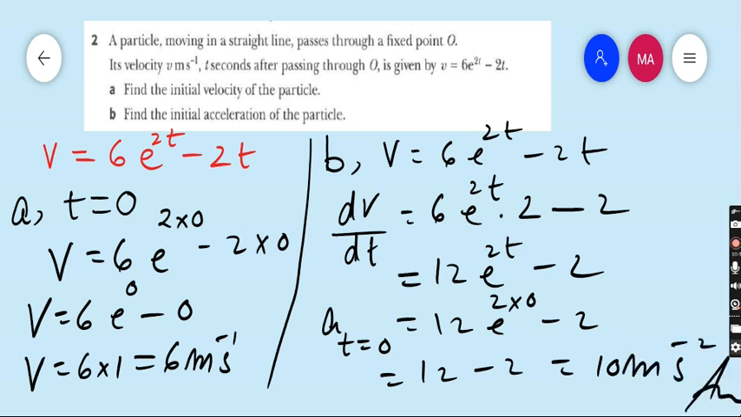10 meters per second square is the answer of acceleration of part B. So very easy question. Hope you completely understand.